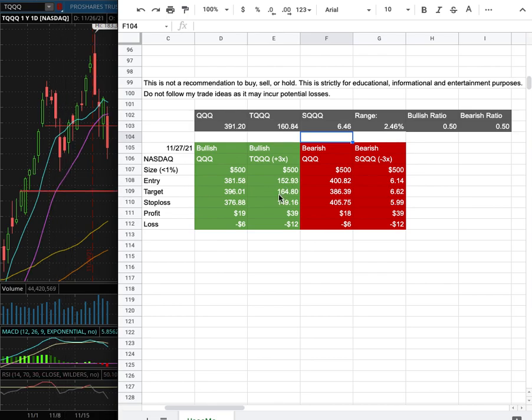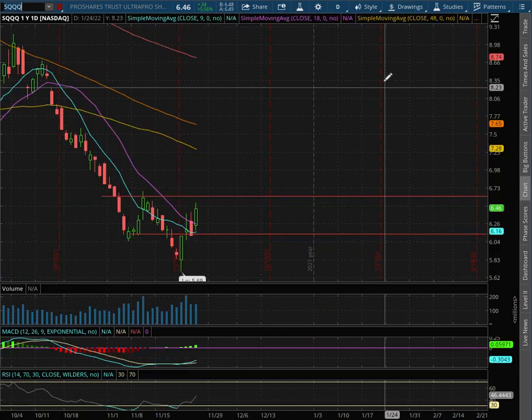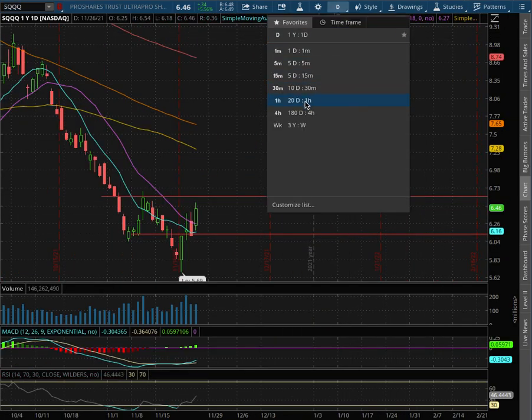My sell target is at $164.80, and that is this range there. My stop loss is at $149.16. And as for SQQQ, on Friday, it closed above around 5.6%.